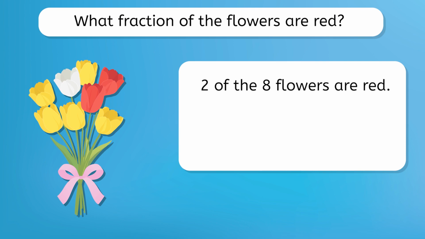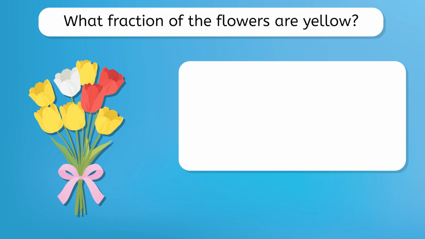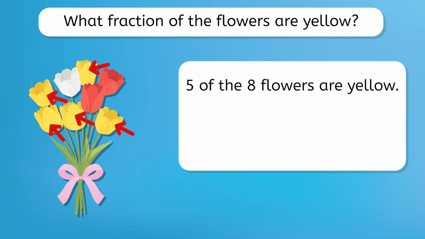Two of the 8 flowers are red. So how do we record that as a fraction? 2/8. Our numerator, 2, tells us how many flowers are red, and our denominator, 8, tells us how many flowers there are in all. So, what fraction of the flowers are yellow? Well, 5 of the 8 flowers are yellow, which is the same as the fraction 5/8.